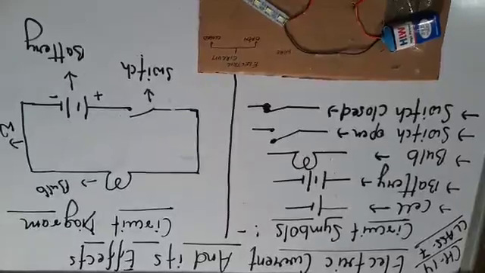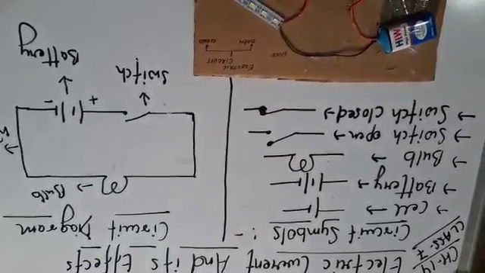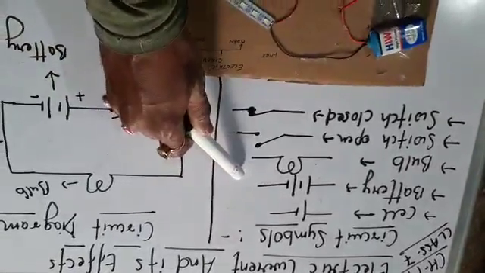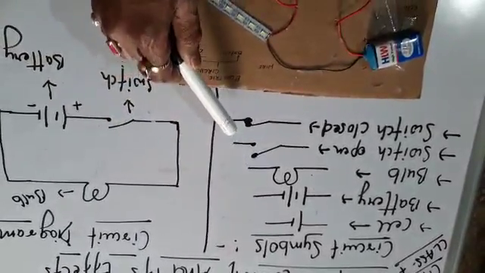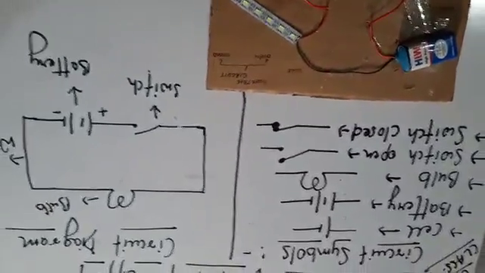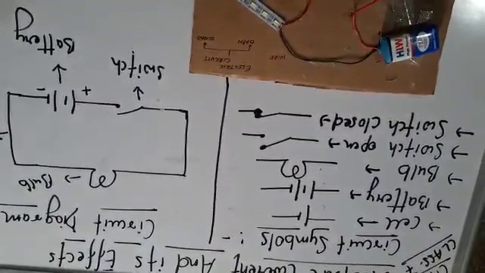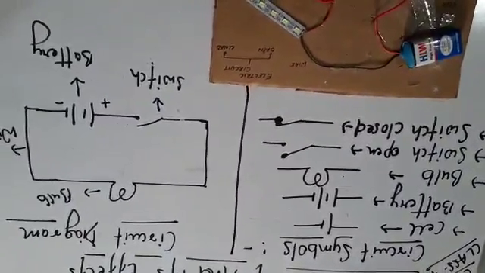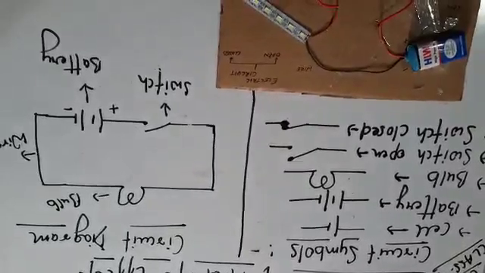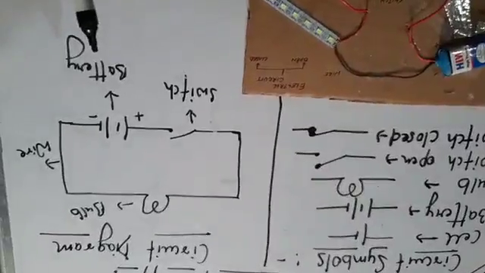and we demonstrate that circuit through various symbols for circuit components, that is the cell, battery, bulb, switch, which can be open and closed also. Now these circuit symbols are arranged in a closed and continuous path. Whatever components are there in the circuit, they are arranged in a closed and continuous path which forms a circuit diagram. We can see here.